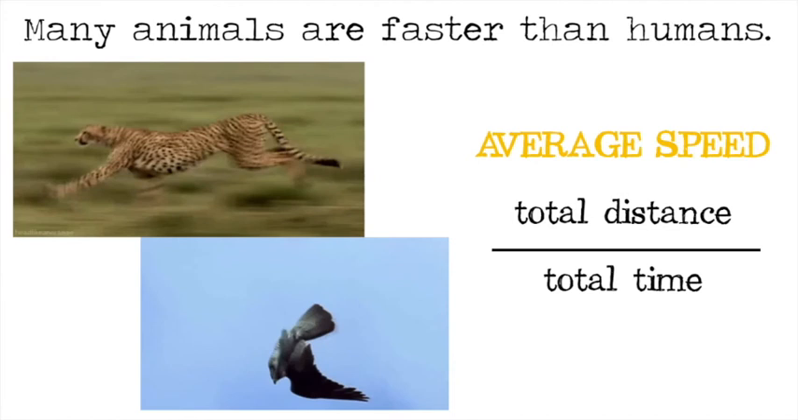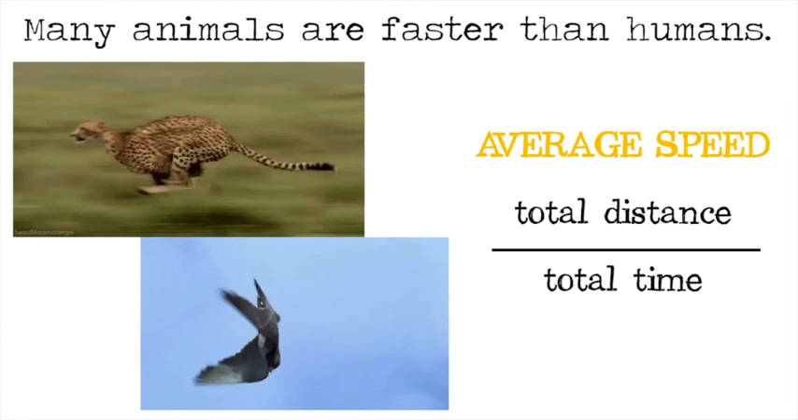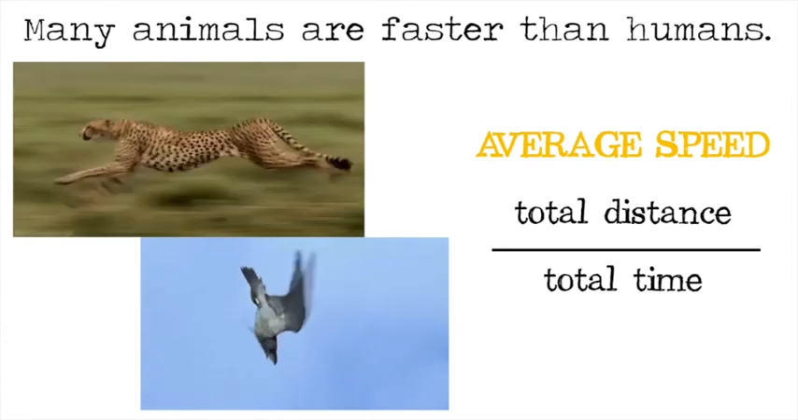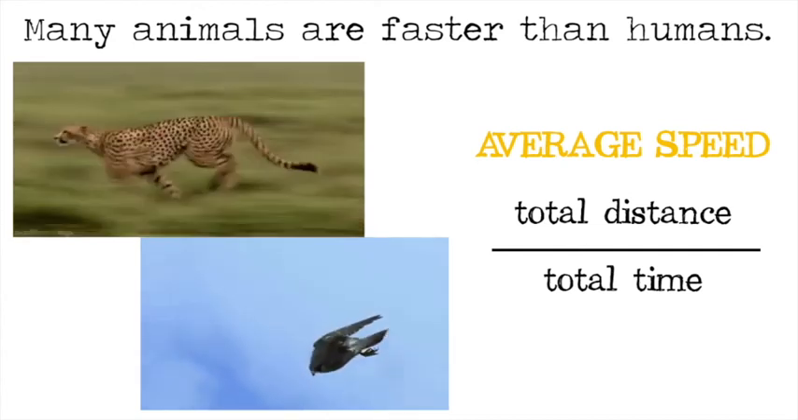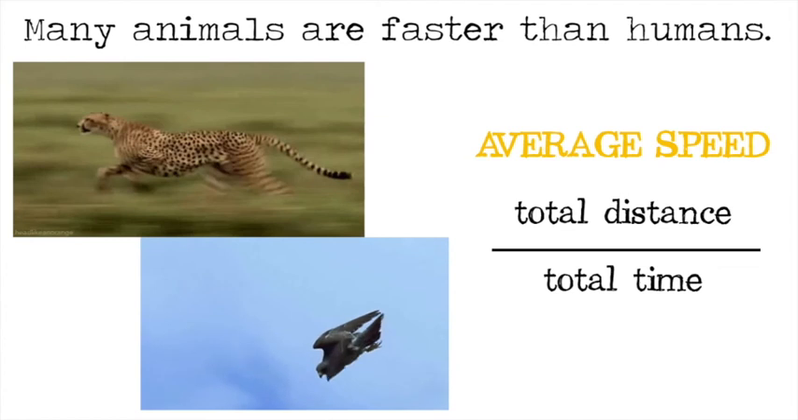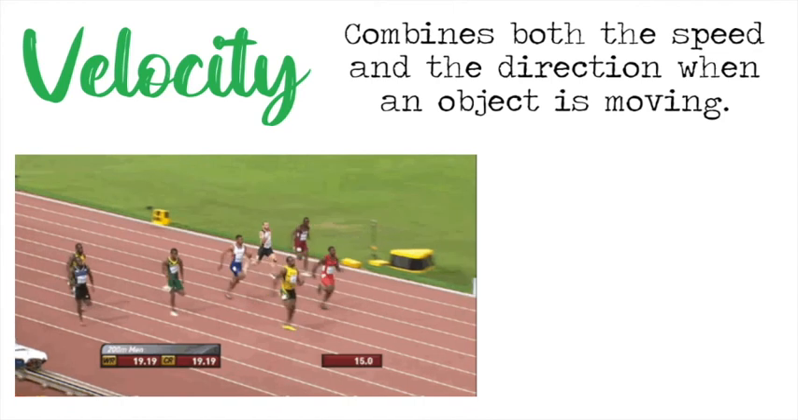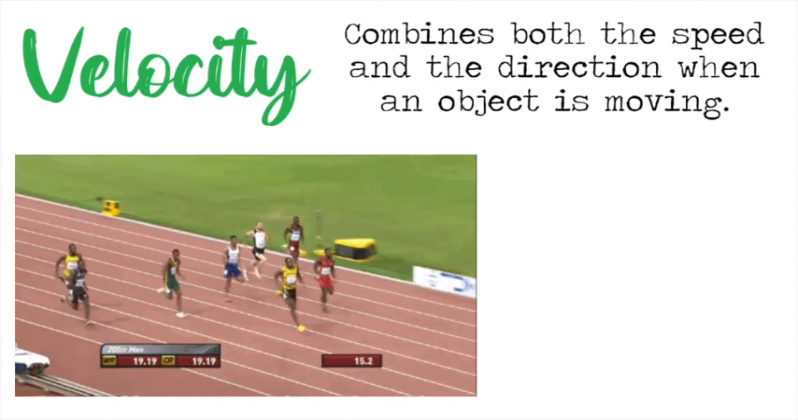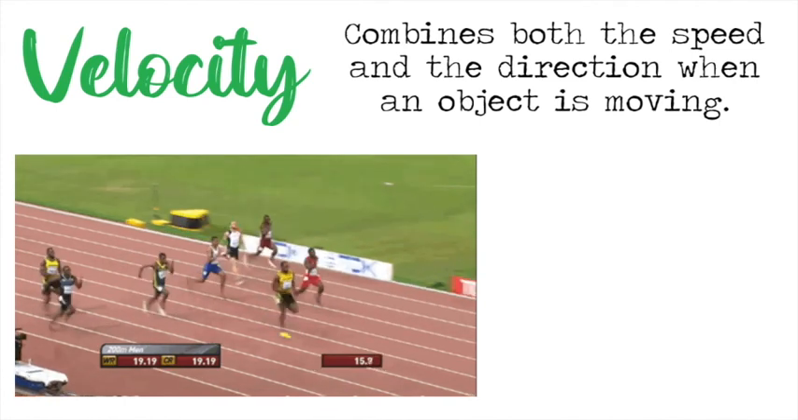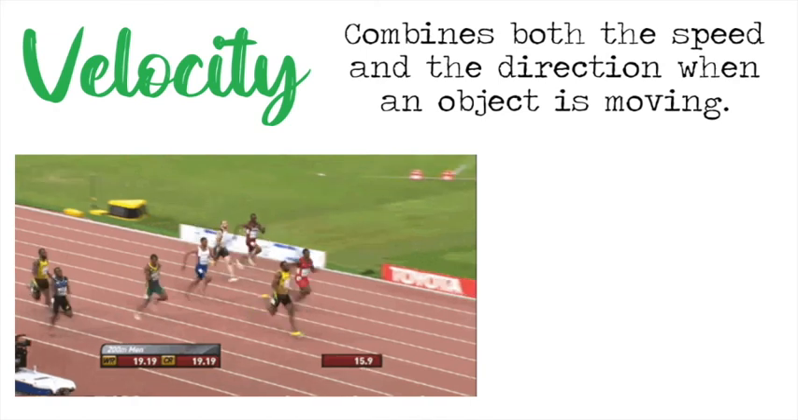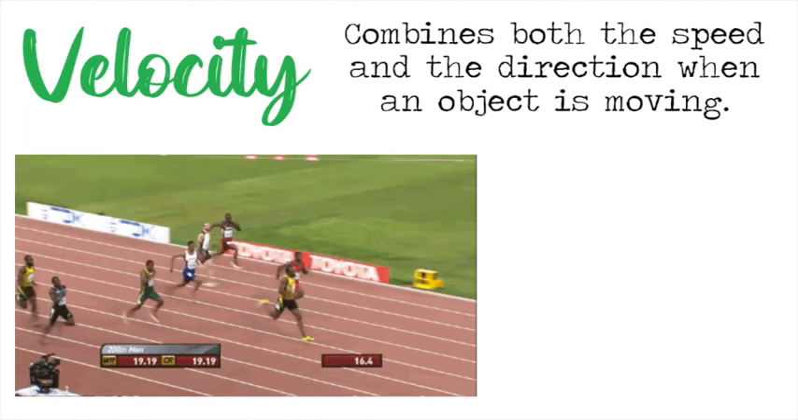For us to calculate the average speed, we can divide the total distance by the total time of how this object moves. So in this case, we will find the speed at which an object moves from one place to another. A characteristic related to speed is velocity. Velocity combines both the speed and the direction when an object is moving. So this is going to depend on how force is applied to make the objects move from one place to another.